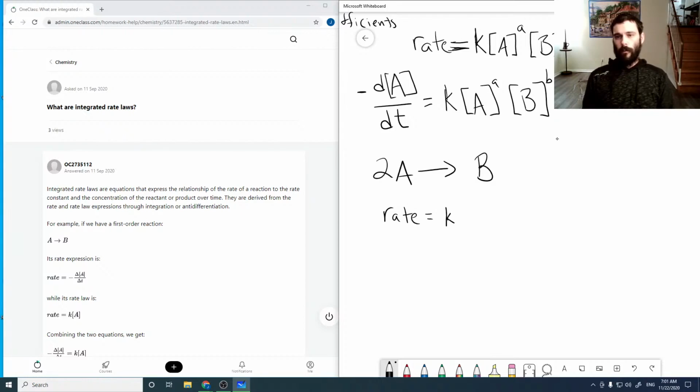k A squared, and so then the minus sign here, I didn't mention it before, but the minus sign here is because we're lowering our concentration of A, or consuming our concentration of A to produce B, so it's going to be a negative change in the concentration of A.